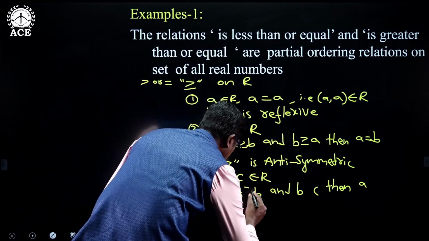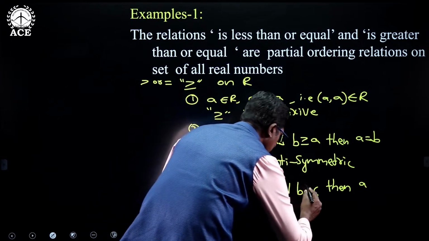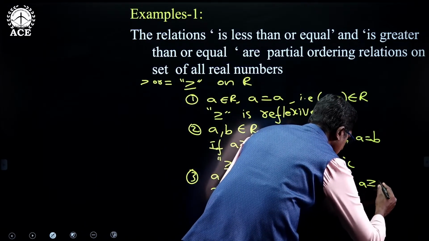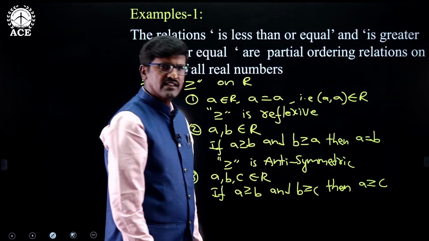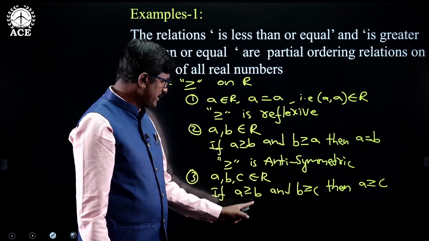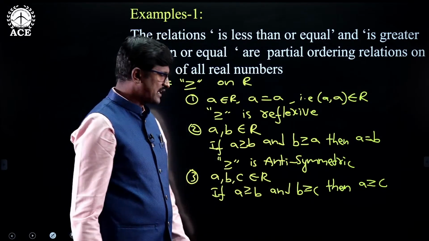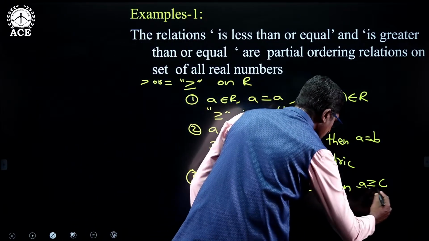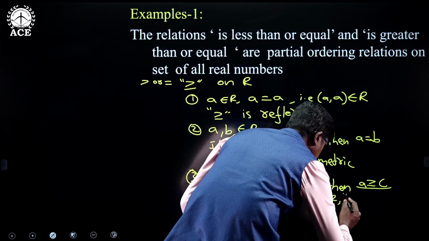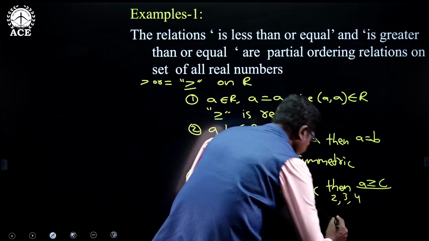If A is greater than or equal to B, and B is greater than or equal to C, then A must be greater than or equal to C. Take any three real numbers A, B, C. If A is greater than or equal to B and B is greater than or equal to C, then A must be greater than or equal to C. If you want to take an example, take 2, 3, 4.